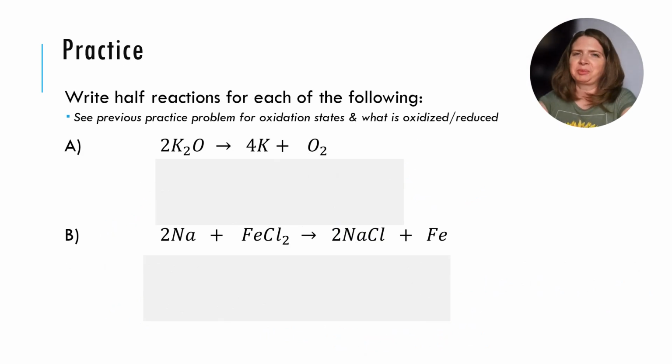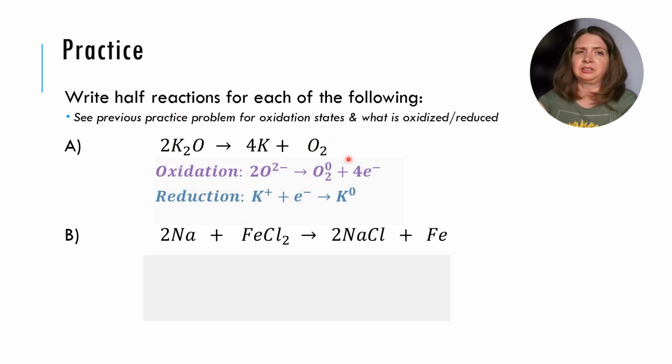Here's a practice problem. Feel free to pause the video and work through it on your own. We're looking at the decomposition of K2O. In K2O, potassium has an oxidation state of +1. In the product, potassium is a neutral element, K0, so it's undergoing reduction. Oxygen, on the other hand, goes from -2 in the compound to 0 as O2 gas, meaning it undergoes oxidation.